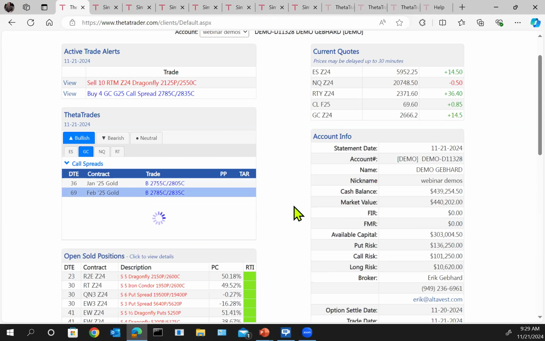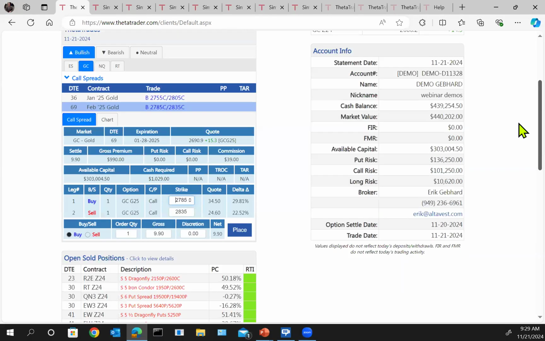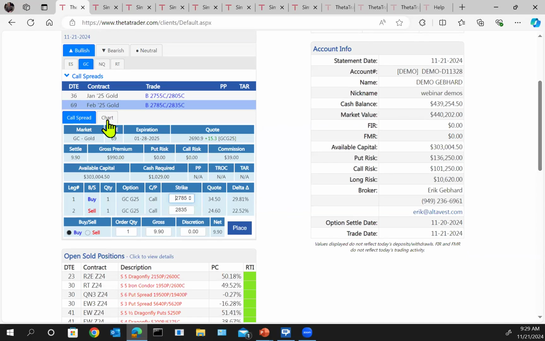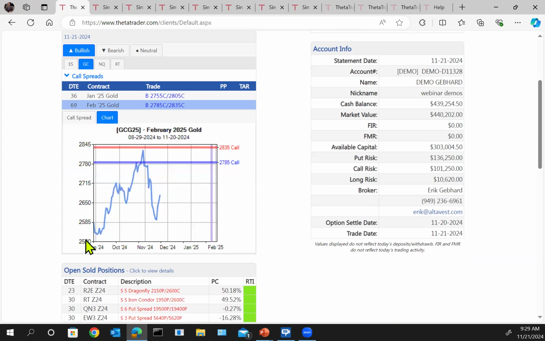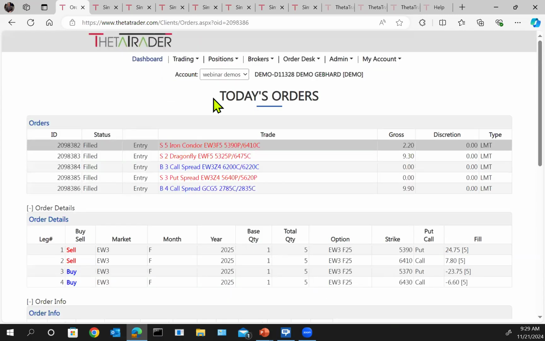And here's an example of a February gold spread, buying the 27.85 call and selling the 28.35 call as well. And having the gold here is really more of a side note, but the key core competency of Theta Trader is really in those E-mini stock indexes. But here's what that gold looks like. You see, we made that run up to almost 2,900 and pulled back, and now we're starting to move up again, but that's what it looks like. And we'll go ahead and just place an order. We'll do, how about 4 of those? And there you have it. So that's what that looks like.